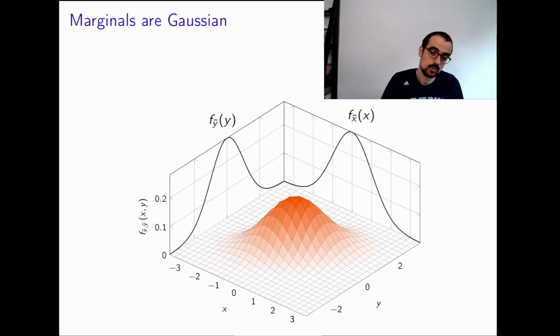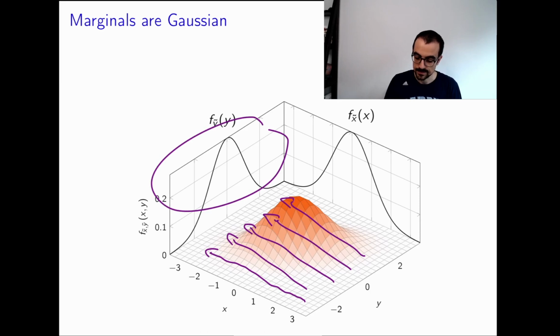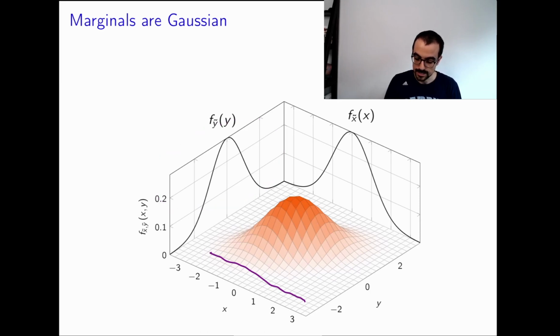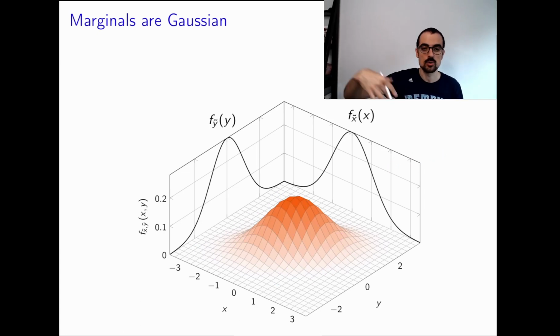Here is a picture in 2D, because I don't know how to show you pictures in higher dimensions. This is the density of the whole random vector. If we marginalize, if we integrate with respect to x to obtain the marginal with respect to y, we obtain a Gaussian. If we integrate with respect to y to obtain the marginal of x, boom, we get another Gaussian. And this will happen also in higher dimensions. No matter how we marginalize a Gaussian random vector, we're always going to get a marginal distribution that is Gaussian.